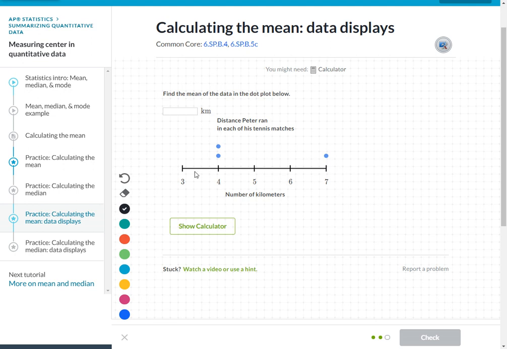Find the mean of this data. So we have here 3 is not represented at all. 4 is represented twice. So we have 2 4s. There's no 5s, there are no 6s, and there's 1 7. So that's really just 4 plus 4 plus 7. 4 plus 4 is 8. 8 plus 7 is 15. There are 3 data pieces here. So 15 over 3 just gives you 5. So my average will be 5 kilometers per tennis match.